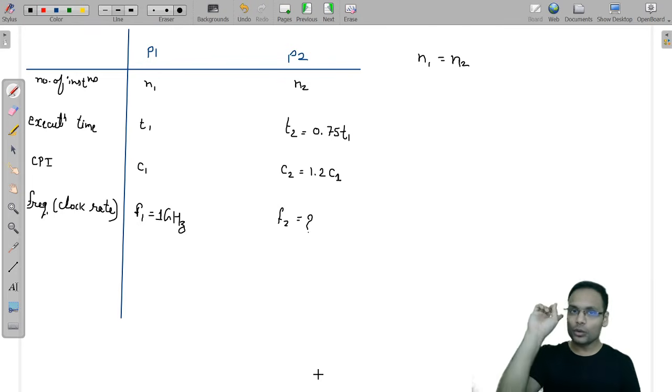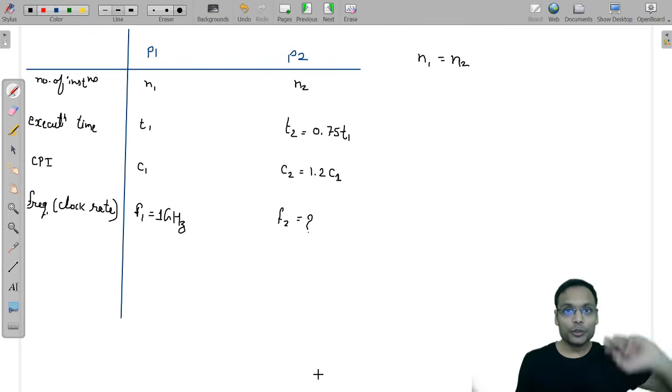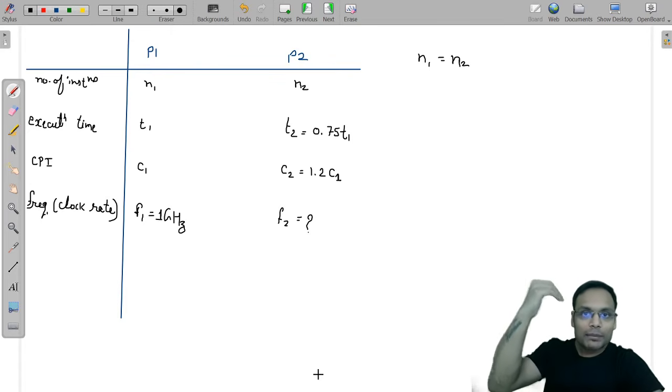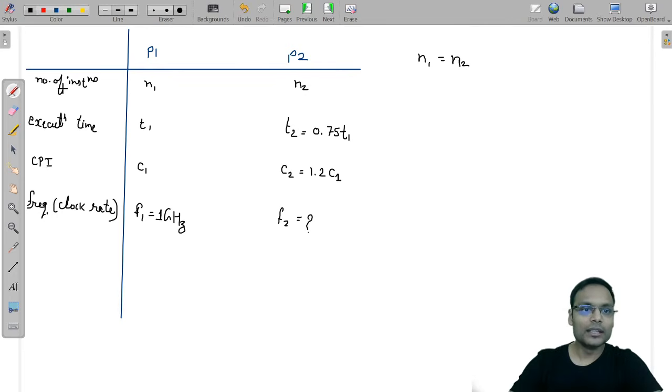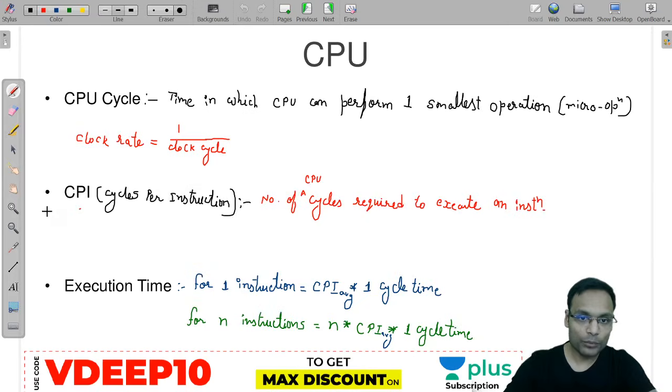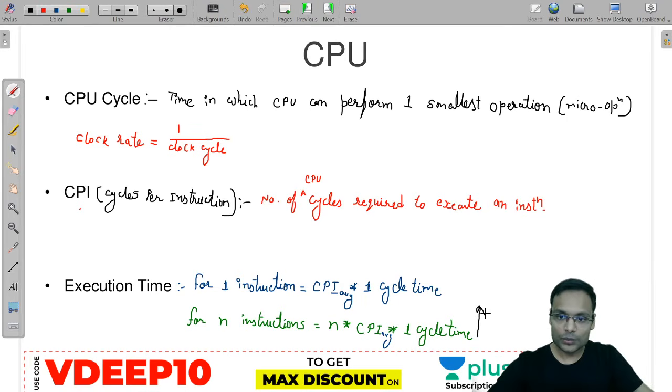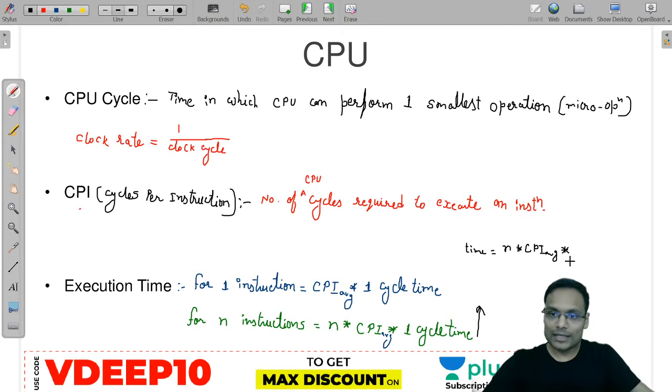Now you need to revolve under your head and you need to check down that particular memory, that particular knowledge where you have relation in the number of instructions, execution time, CPI and the clock rate. Let's go back. क्या हमारे पास ऐसा कोई फॉर्मूला है? हाँ जी है. Here this particular thing you can write down like this way also, that execution time for n number of instruction is equal to number of instructions n into CPI average into one cycle time. Instead of one cycle time, what you can write is divide by clock rate.